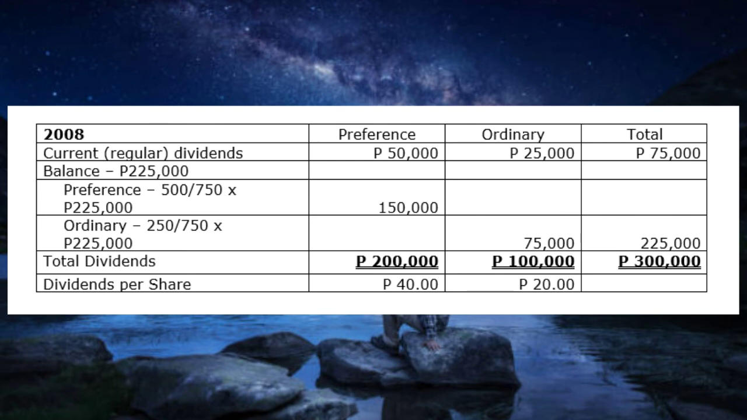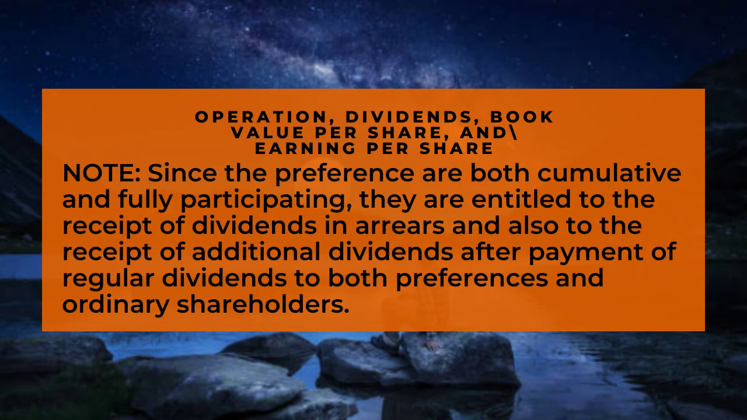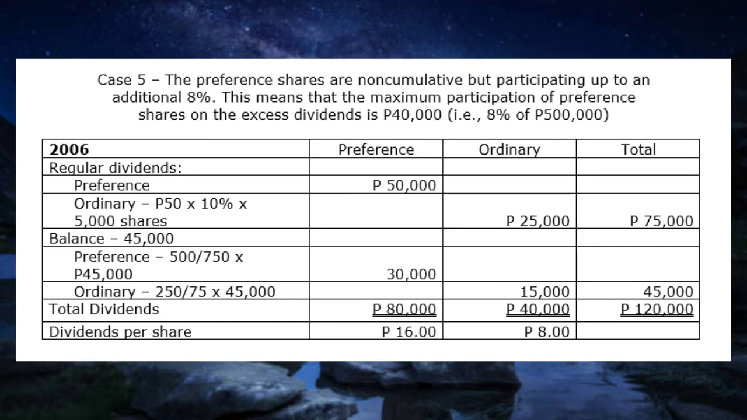Total of 225,000 pesos. Total dividends, preference: 200,000 pesos. Ordinary: 100,000 pesos. Total: 300,000 pesos. Dividends per share, preference: 40 pesos. Ordinary: 20 pesos. Note: since the preference shares are both cumulative and fully participating, they are entitled to the receipt of dividends in arrears and also to the receipt of additional dividends after payment of regular dividends to both preference and ordinary shareholders.